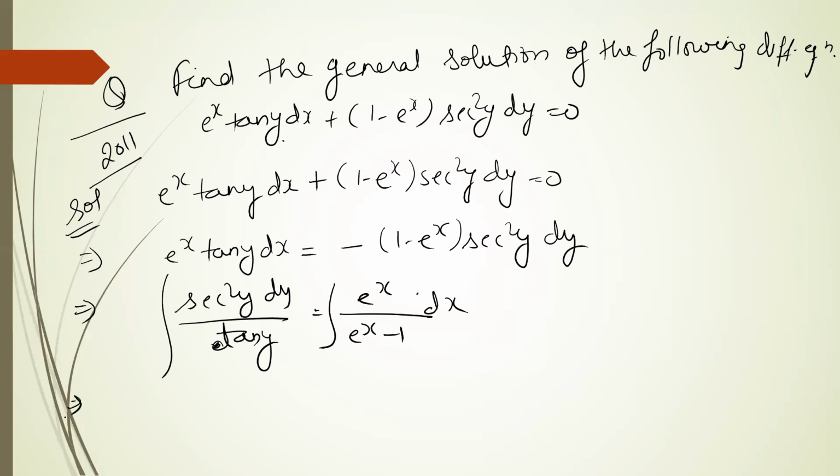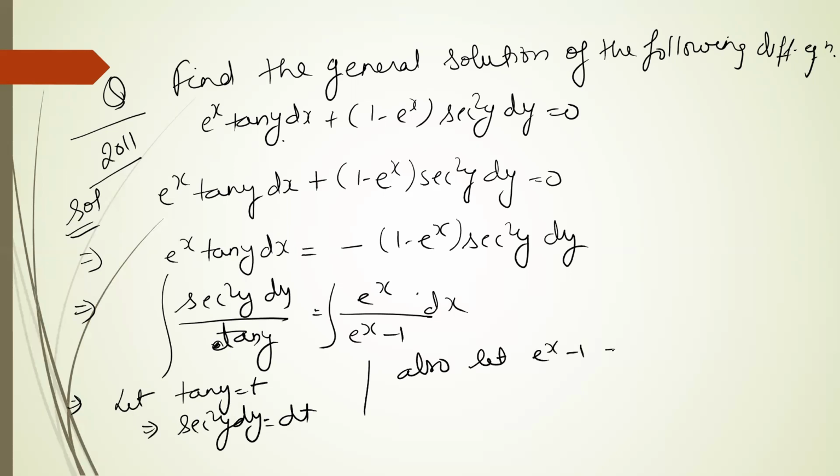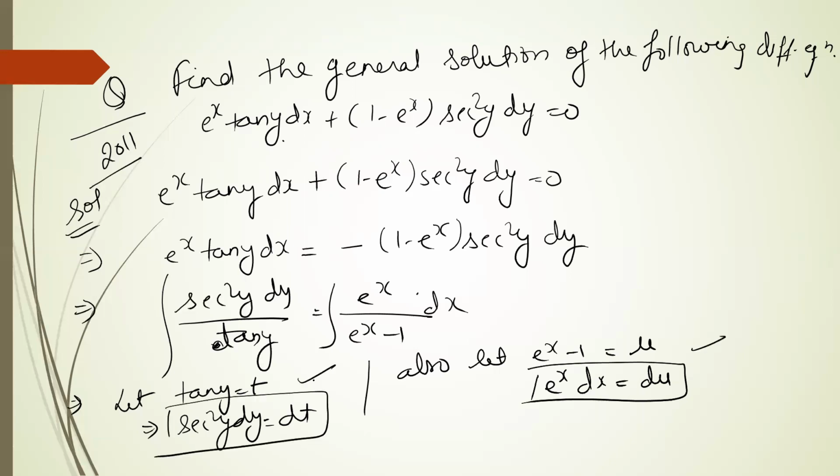Now, see, here let tan y equal t, which implies sec square y dy becomes dt. Also, let e to the power x minus 1 equal u, so e to the power x dx becomes du. So we have this and this with us, right? We have all the values. So we are quickly putting the values into equation number 1. We get sec square y dy becomes dt, so we'll get dt upon t.